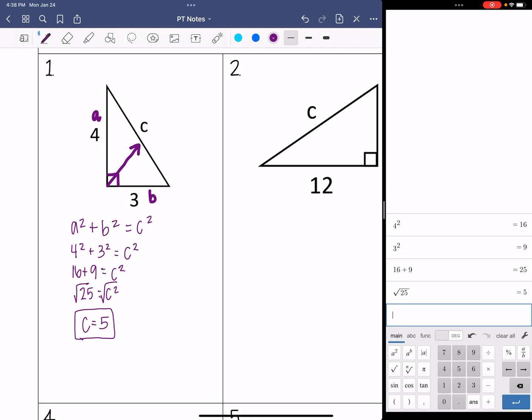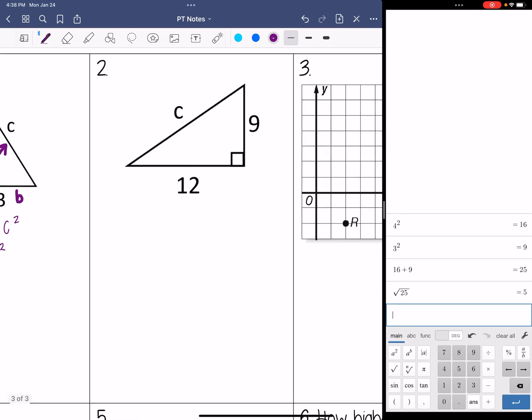And that is number 1. Let's go ahead and look at number 2. Again, we want to start off by identifying our 90-degree angle and draw an arrow that points to C. Now we have to identify the other two sides of our triangle. So here, this is the height of my triangle, so I like to label this as A. And this is the base of my triangle, so I like to label it as B.